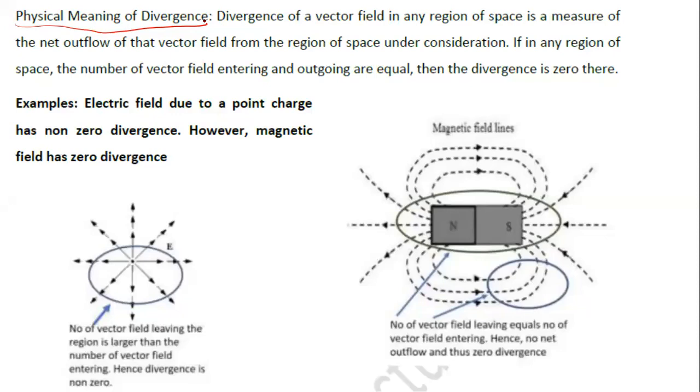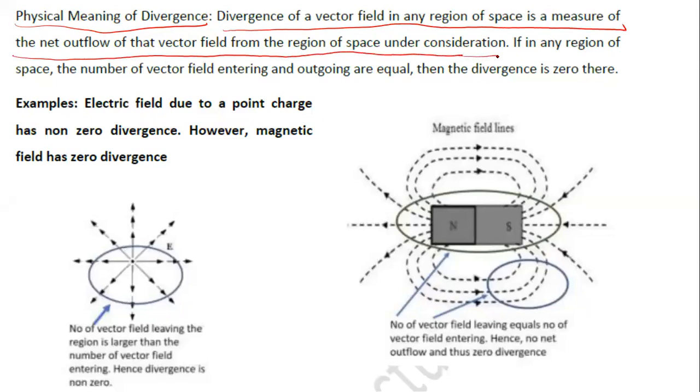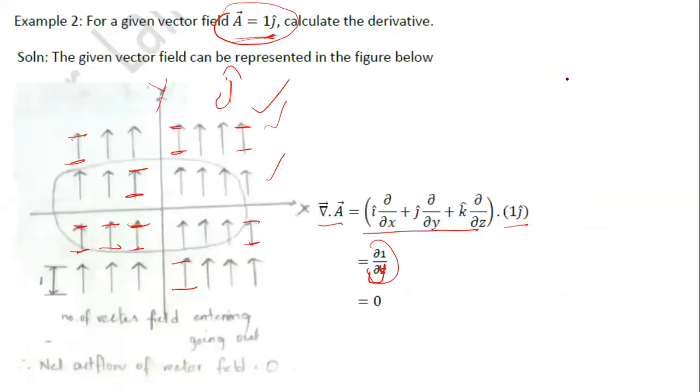Physical meaning of divergence. Divergence of a vector field in any region of space is a measure of the net outflow of that vector field from the region of space under consideration. If in any region of space the number of vector fields entering and outgoing are equal, then the divergence is zero there. That's exactly what I'm trying to conclude from here.